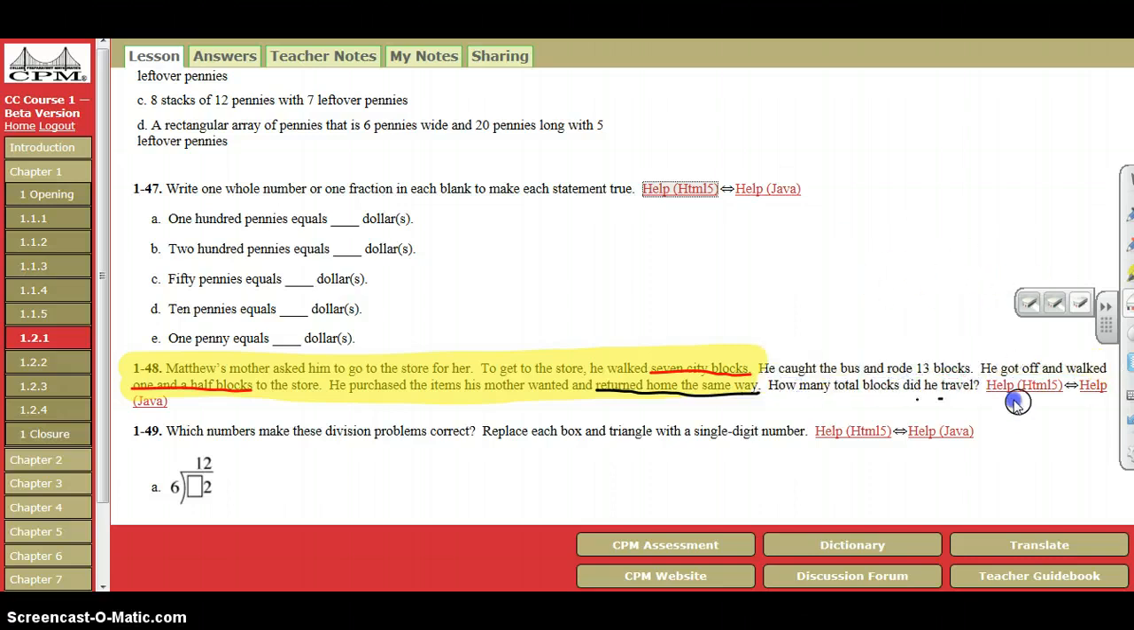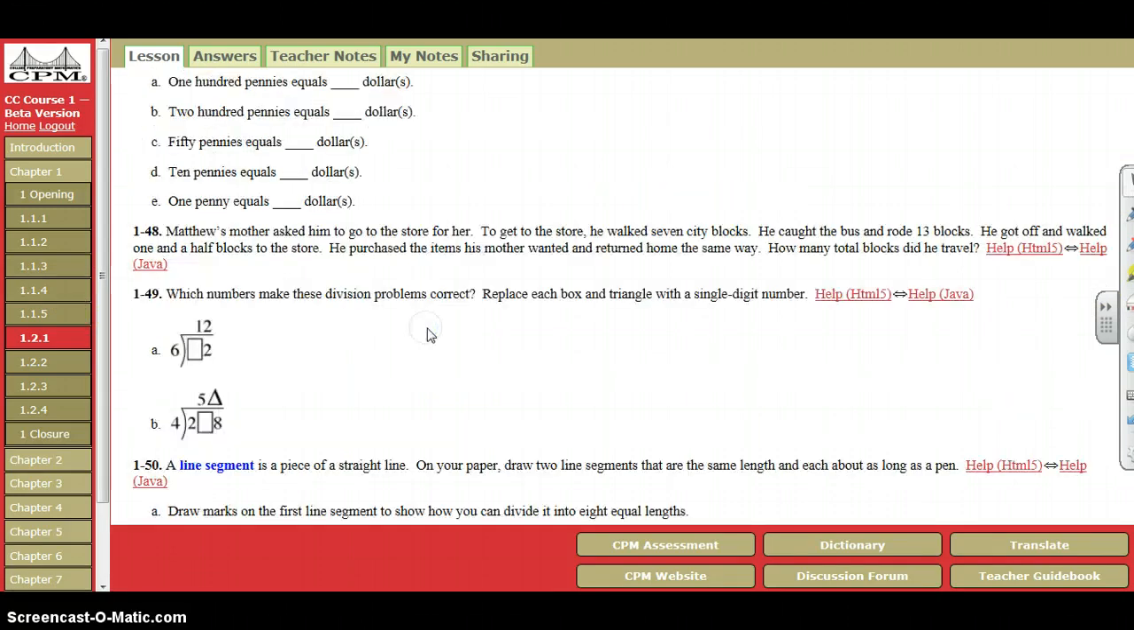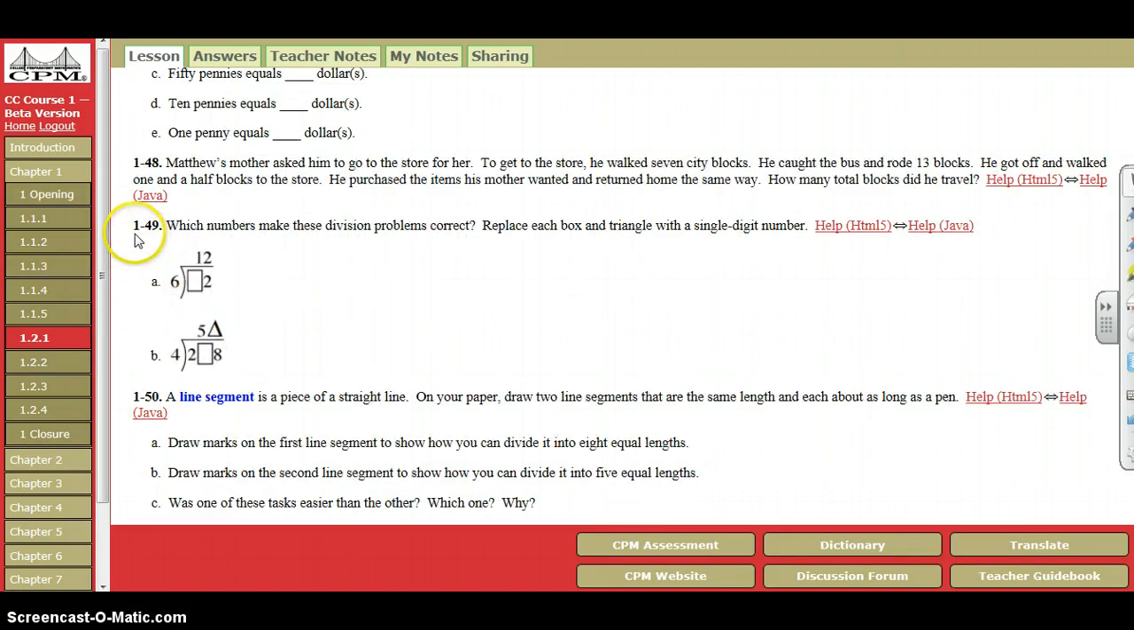I'm just going to erase the rest of my stuff here. And you'll be able to see that we are ready to move on to 149A, which is our last problem that we are going to be going over. 149A, the directions are which numbers make these division problems correct. Replace each box and triangle with a single digit number.